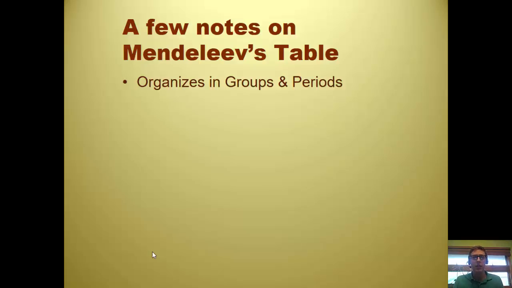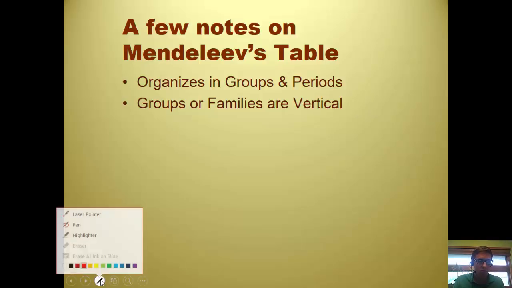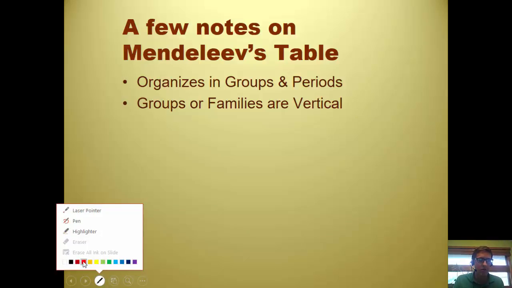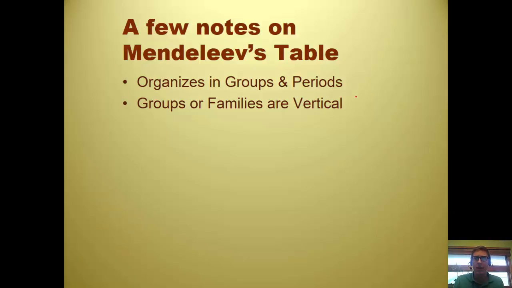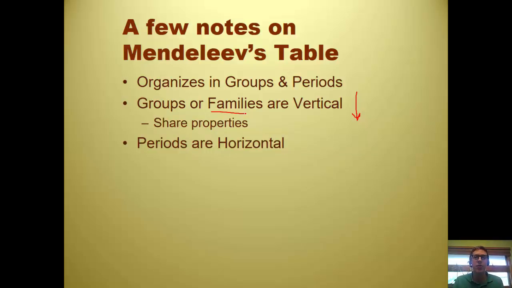A few notes on Mendeleev's table. It organizes things in both groups and periods. Groups are vertical. They're going to be like this. Groups go up and down. Sometimes they're also called families. And these share properties, reactivity, number of valence electrons. We'll get more into that later.